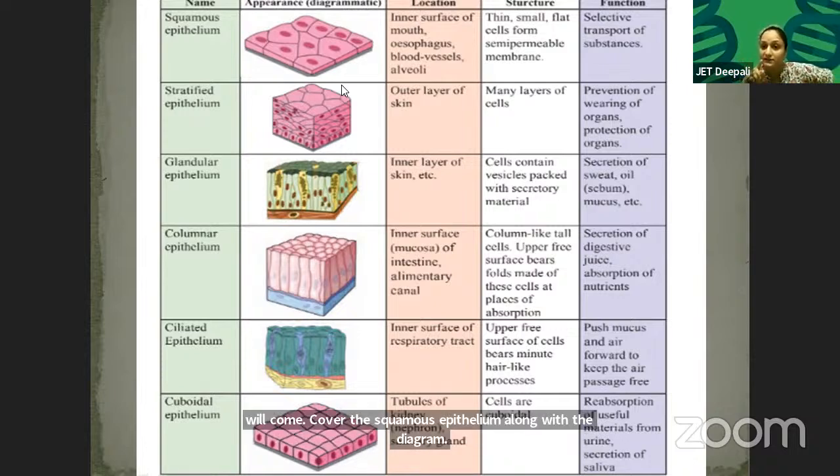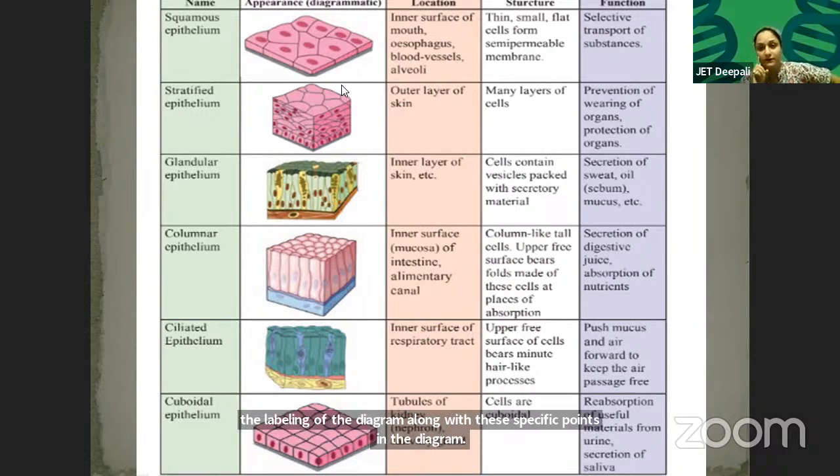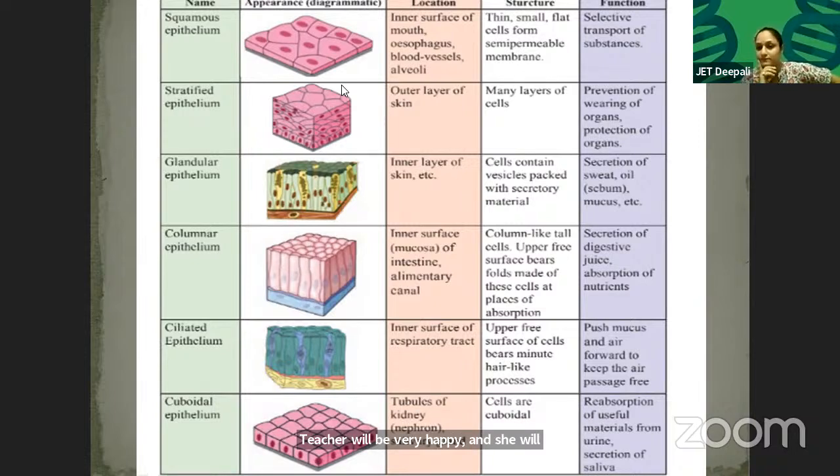If you write such things in your school exam, the teacher usually does not have so much time. They are not going through it line by line. They see the diagram, they see the proper labeling. If you label the diagram along with these specific points, the teacher will be very happy and will realize that you know this. What the teacher is evaluating is whether you know this topic or not.